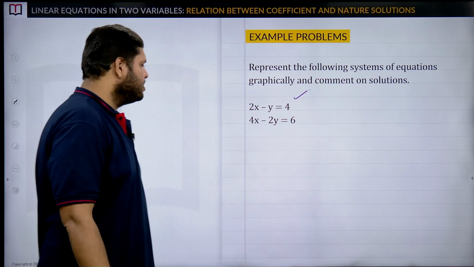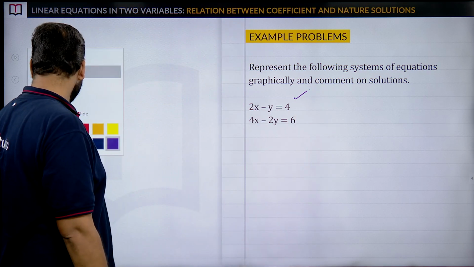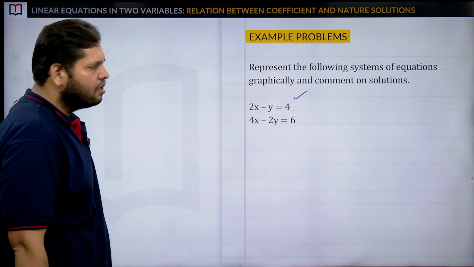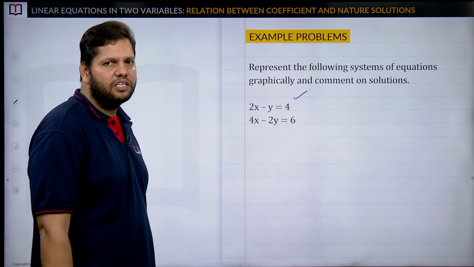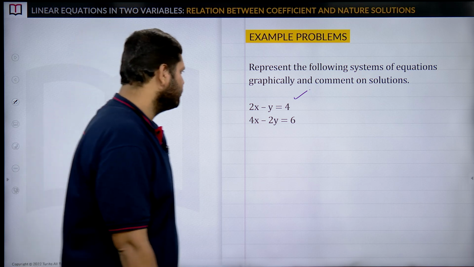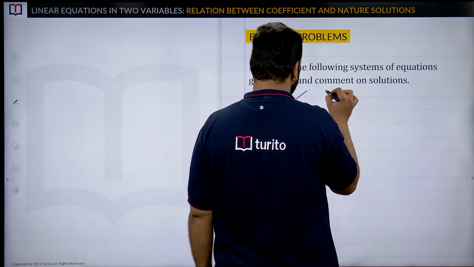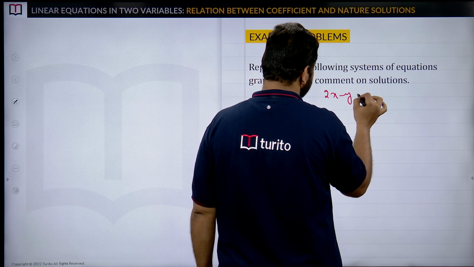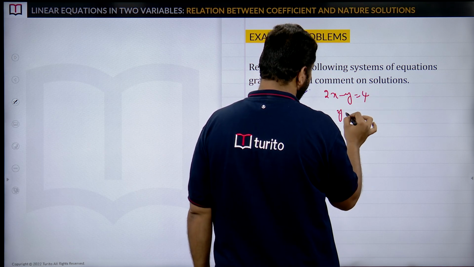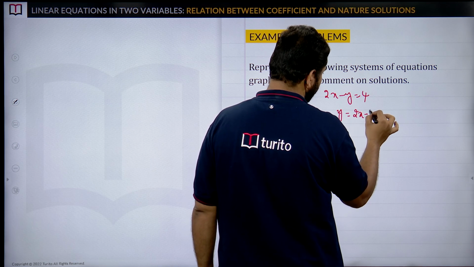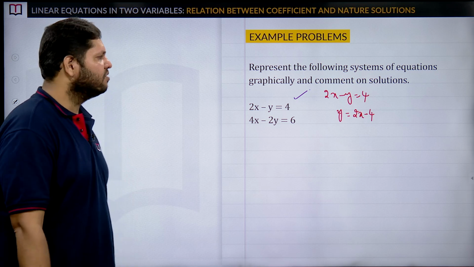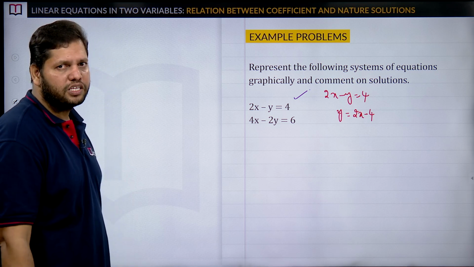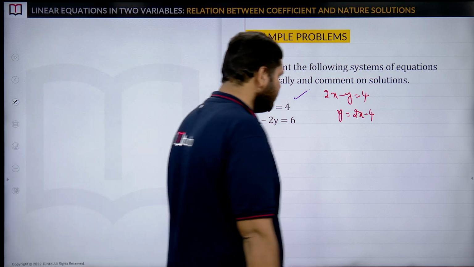2x minus y is equal to 4. Children, here also they have given two equations. One equation is 2x minus y equal to 4, and we need to find the solution of the equation. See what I am writing: 2x minus y is equal to 4. So I am writing y equal to 2x minus 4, isn't it? Now children, substitute x value and y value.